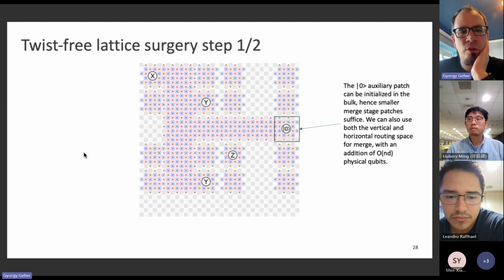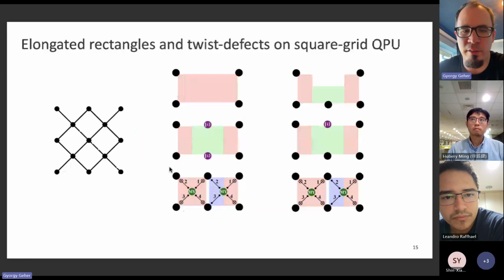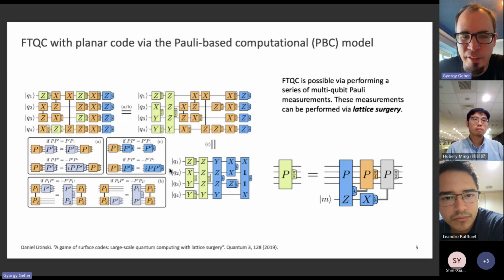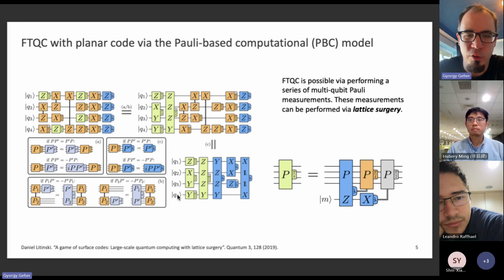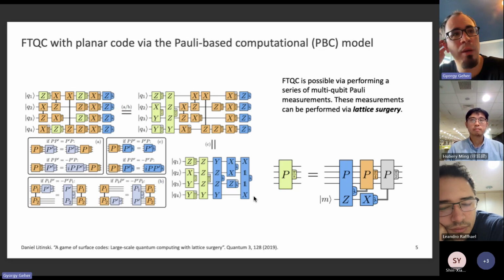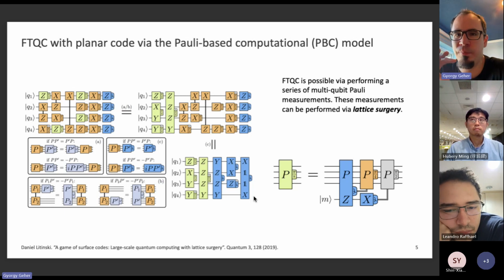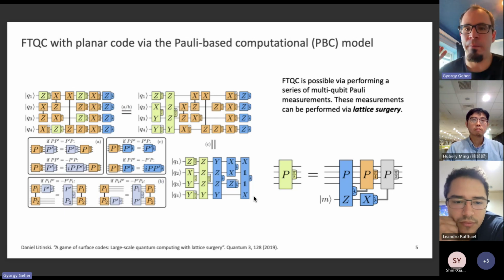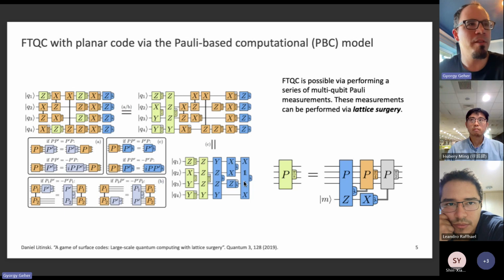You wouldn't. You would only initialize this auxiliary patch. I'm not sure if this answers your question, but once you have this, you start with initializing these patches, and then you don't reinitialize them, if that makes sense. You want to keep these patches alive until the end of the computation. The reinitialization would only be for patches which we would use for, let's say, twist lattice surgery, or for some other reason, like if you want to perform a CNOT gate, for instance.